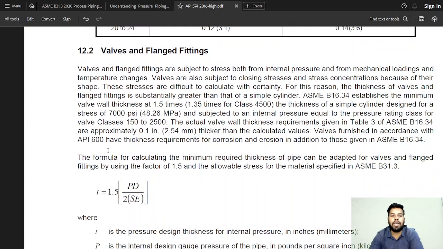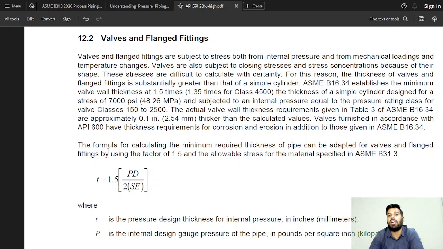Valve and flange fittings. Valves and flange fittings are subjected to stress both from internal pressure and from mechanical loadings and temperature changes. Valves are also subjected to closing stresses and stress concentration because of their shape. These stresses are difficult to calculate with certainty. For this reason, the thickness of the valve fittings is substantially greater than that of a simple cylinder. So the valve body is generally greater in size.